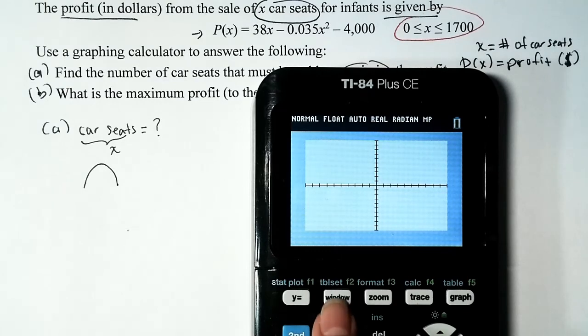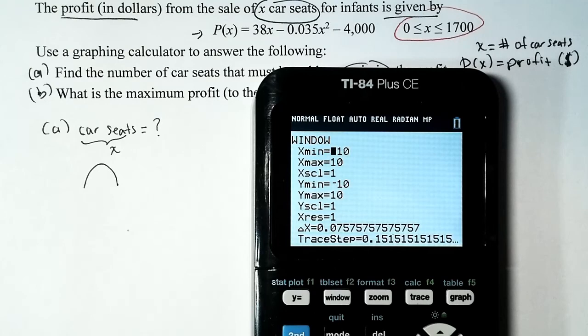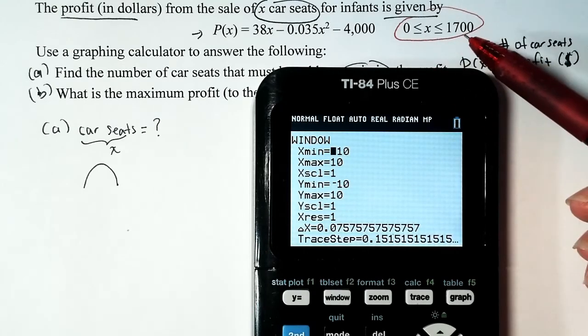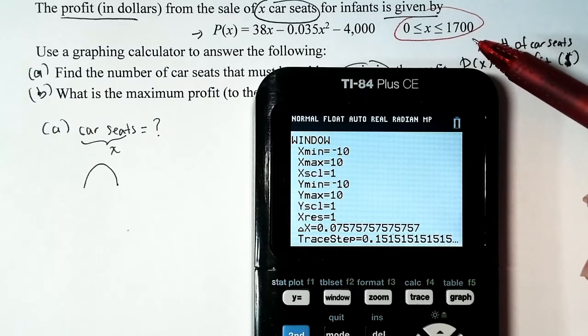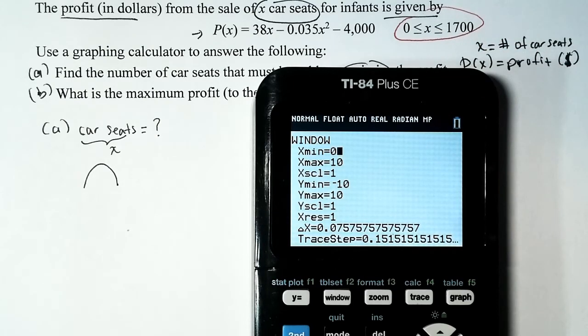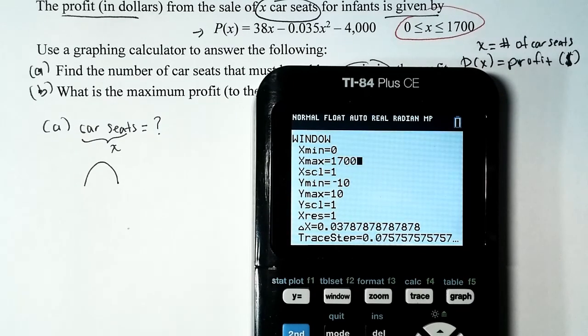Okay, so we're going to hit window. The domain is from 0 to 1700, so the minimum for X should be 0 and the maximum should be 1700. That is the domain, so we can care less what happens before that or after that. Cool. The scale you can adjust, but I leave it as such.